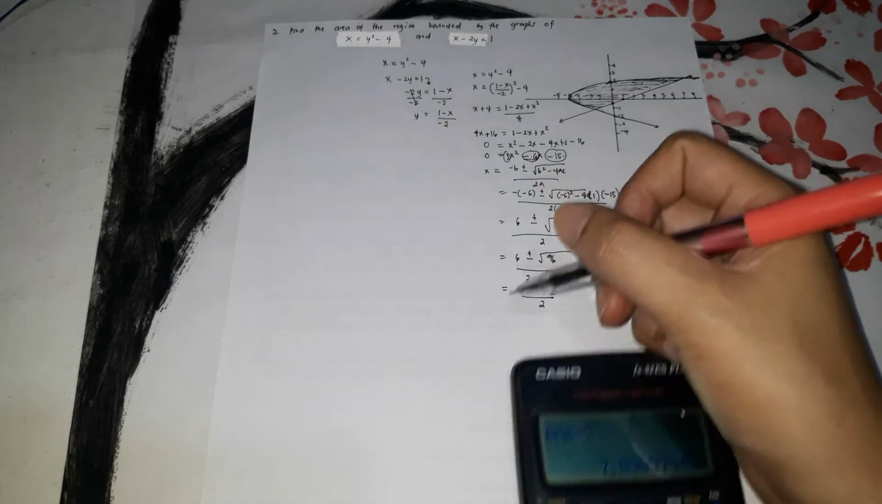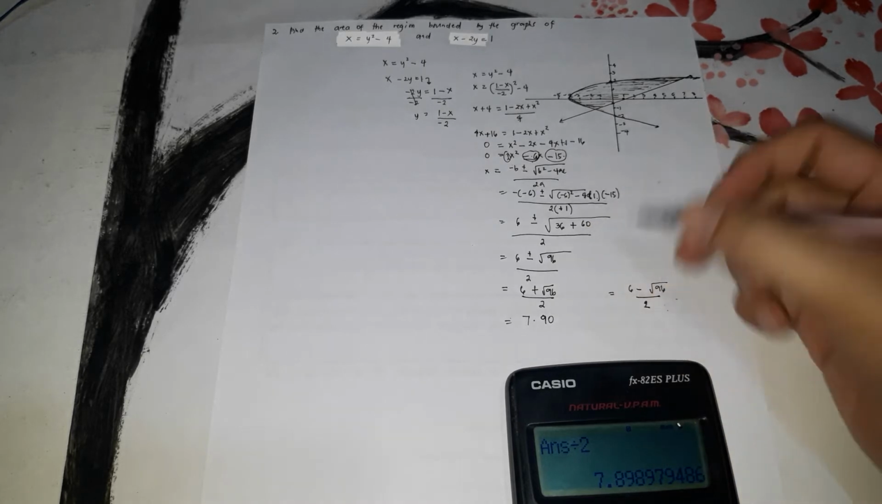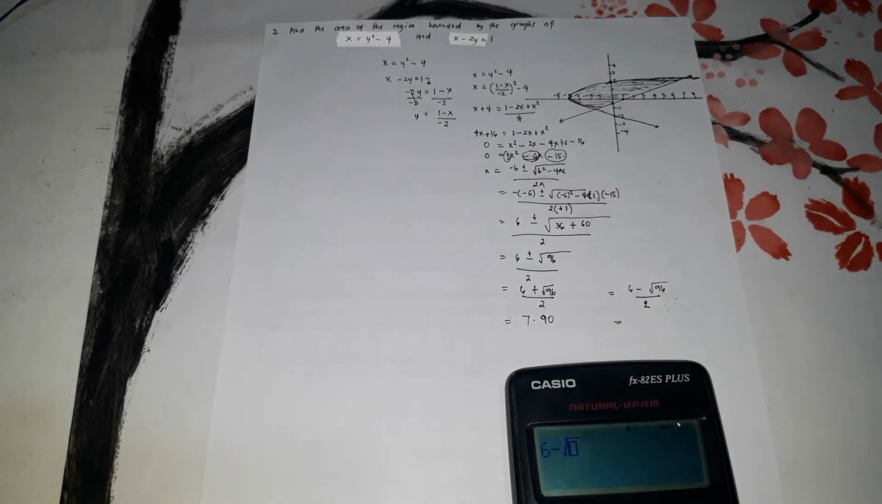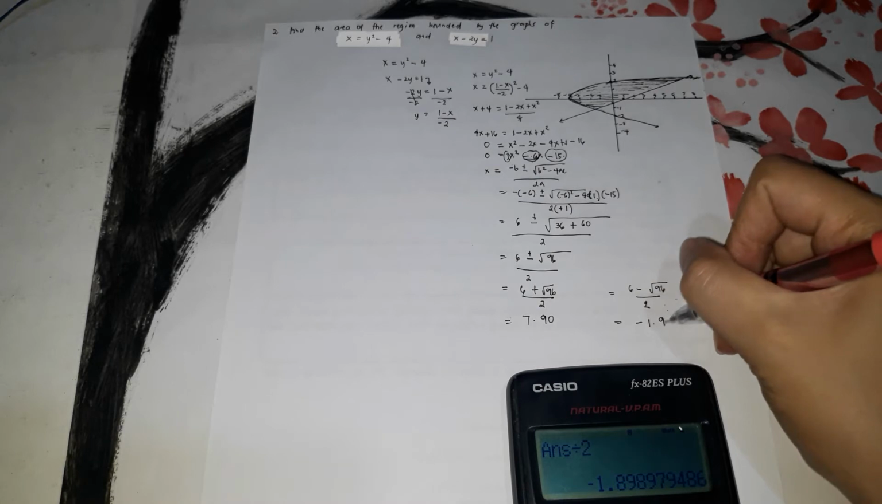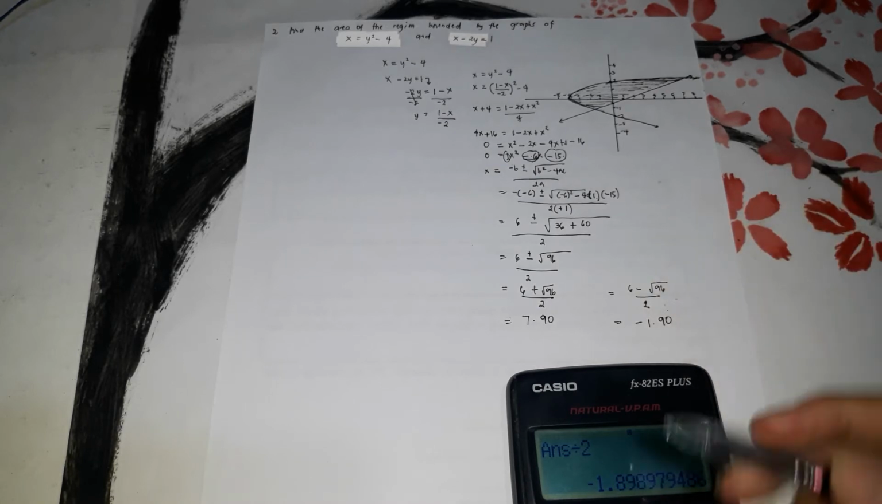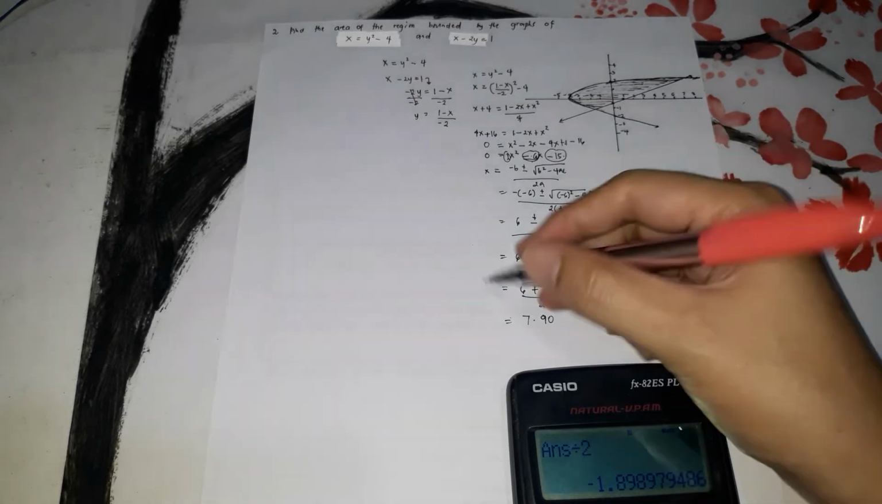So first is 6 plus the square root of 96 divided by 2, that's 7.89 or 7.90. And this one, 6 minus the square root of 96 divided by 2, is negative 1.89, so rounded off, negative 1.90. So we're just going to have this negative 1.90.